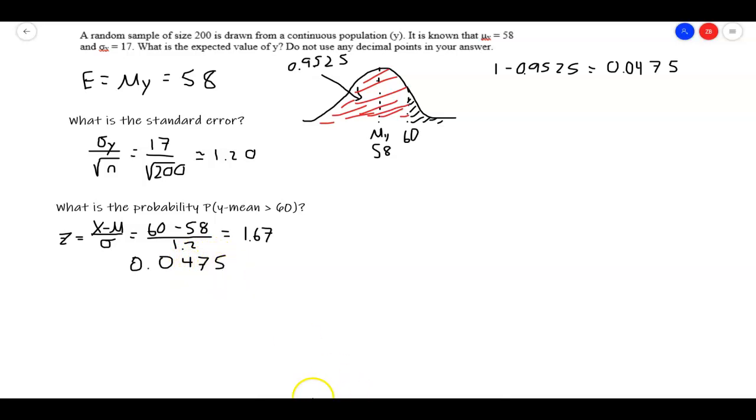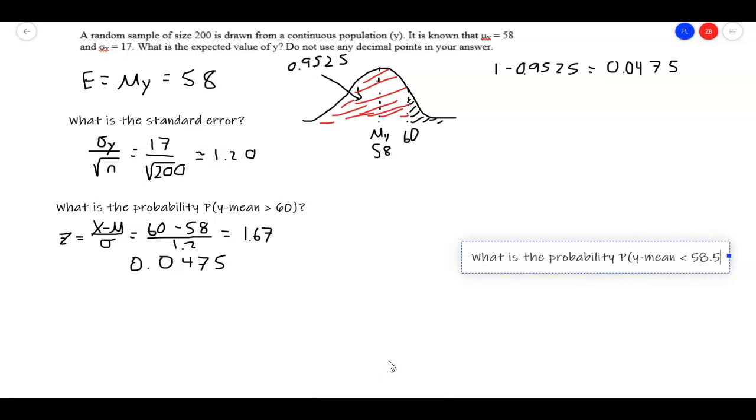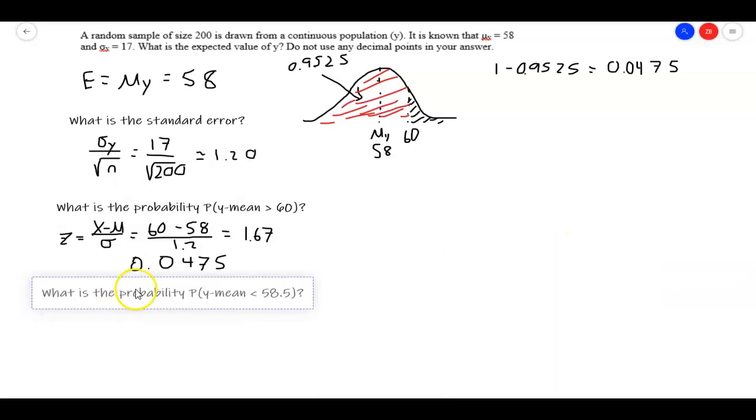All right. Now the next question that we're going to ask is, okay, what is the probability one mean is less than 58.5? So now we want to know what is the probability that this is less than 58.5.